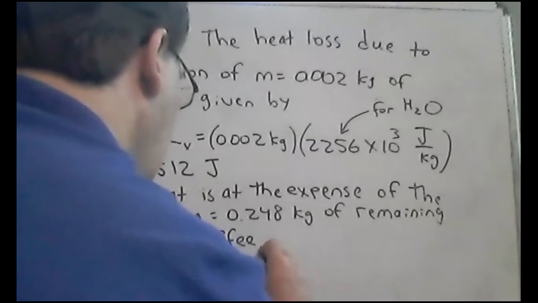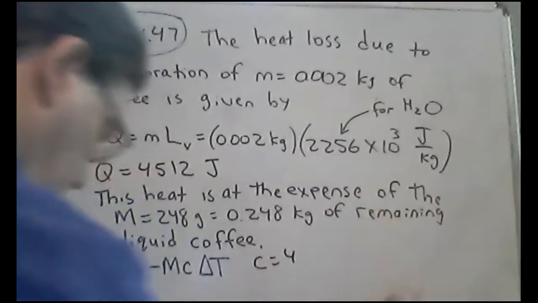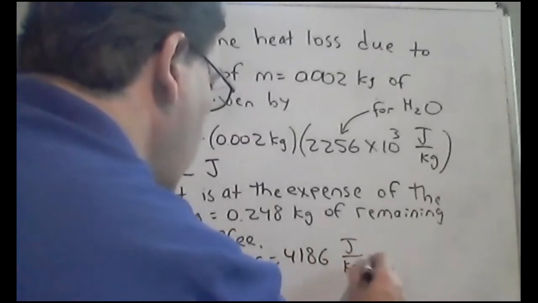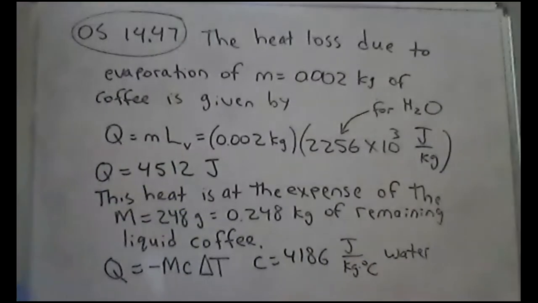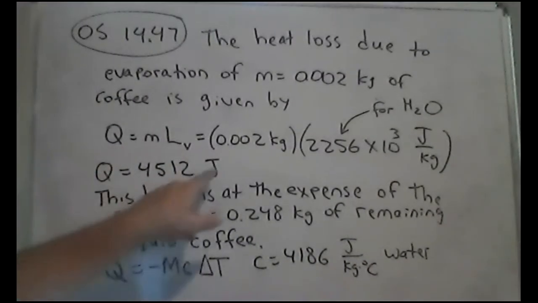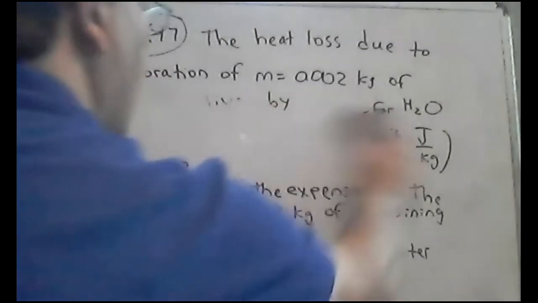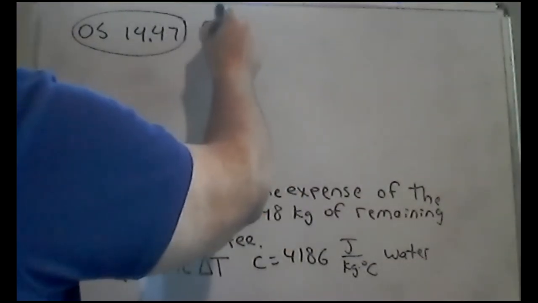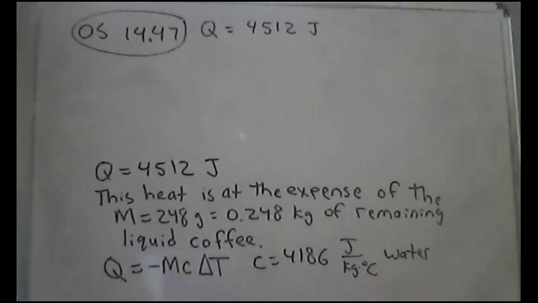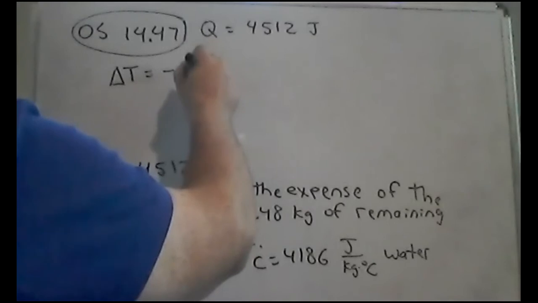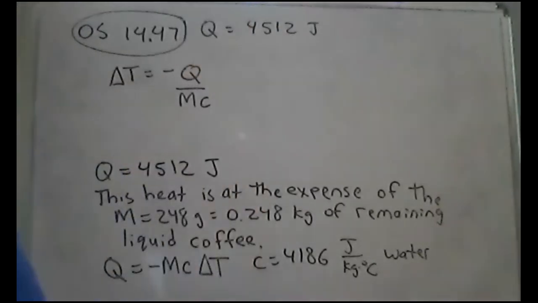C is the specific heat of liquid water. As we've seen many times, it's 4186 joules per kilogram degrees Celsius for liquid water. I'm going to solve for delta T. So let's put this heat value in a parking lot. And again, I have my real estate challenge here. So I'm going to save the heat I calculated from the steam, the evaporation process. So we'll put that in the parking lot. The Q is 4512 joules. Now I want to solve for delta T. So what I've got to do is divide both sides by negative MC. Delta T is negative Q over big MC.